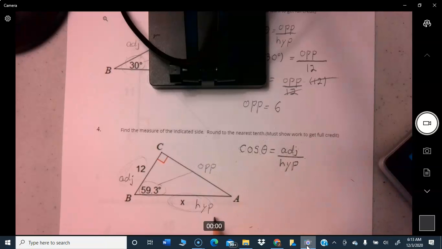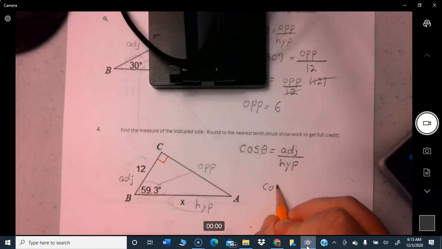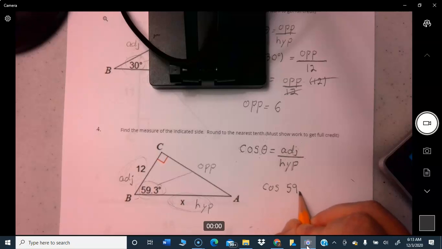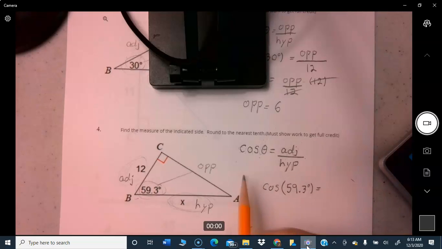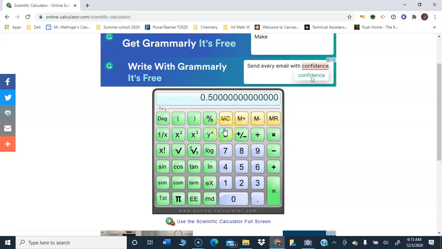All right, so now we can fill in the numbers. Theta is the angle, and we take its cosine. And adjacent we know is 12. And our unknown is the hypotenuse here. Again, you could put x, or I'm just going to put hypotenuse there. All right, so now go to the online calculator and find what the cosine of 59.3 is. So clear, put 59.3.